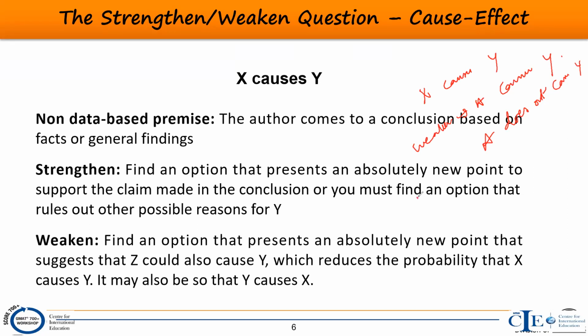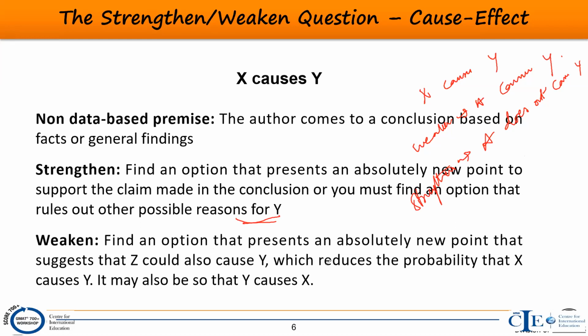Are you getting this? So this is the difference. When you are ruling out an alternate factor, then it strengthens the original factor. If you bring an alternate factor, then it weakens the original factor. So that way you should look at this particular strengthen question. If it is a weaken question, let us see.